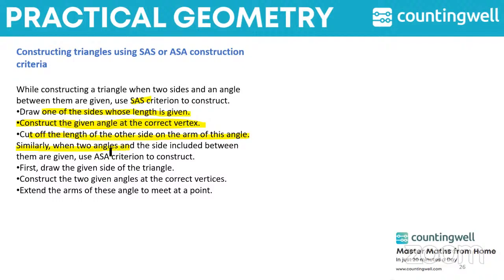Similarly, when the two angles and the side included between them are given, we use the ASA criterion. In this case, only the length of one side is given. Then you have to draw that side and then construct the two angles at the correct vertices, and then you have to extend the arms to meet at a point.